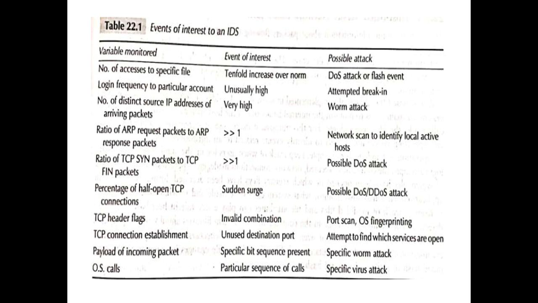So these are the interesting patterns. And if you see that pattern, based on that, these are the possible types of attack that may happen on your system: denial of service attack or a flash event, attempted break-in, worm attack, network scan to identify local active hosts, possible denial of service or distributed denial of service attack, port scan, operating system fingerprinting, attempt to find which services are open, specific worm attack, specific virus attack.